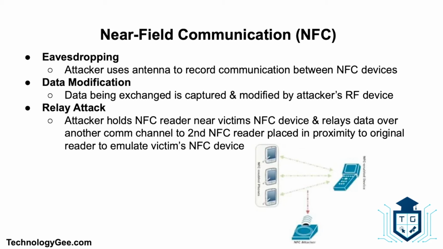Although it is rather difficult to attack an NFC-enabled device due to the distance NFC devices have to operate within, there are 3 methods that can be used against NFC technology, such as eavesdropping, and this is where the attacker could use an antenna to record communication between NFC devices. You have data modification. This is where data that's being exchanged can be captured and modified by an attacker's radio frequency device. And then you have a relay attack. This is where an attacker holds an NFC reader near the victim's NFC device and relays data over another communication channel to a second NFC reader placed in proximity to the original reader that will emulate the victim's NFC device.